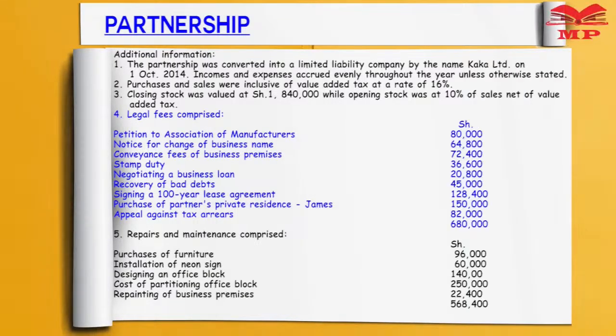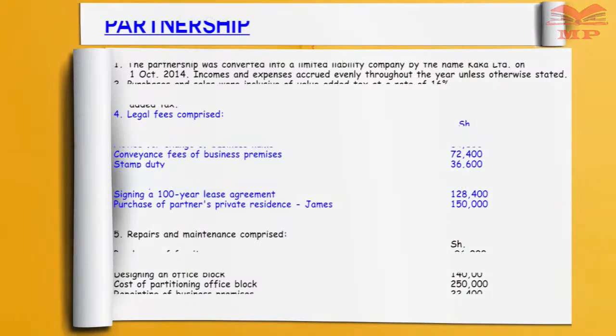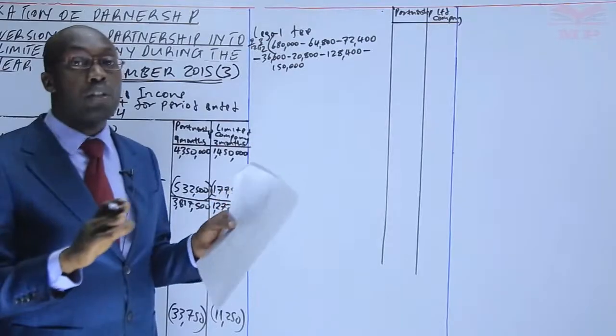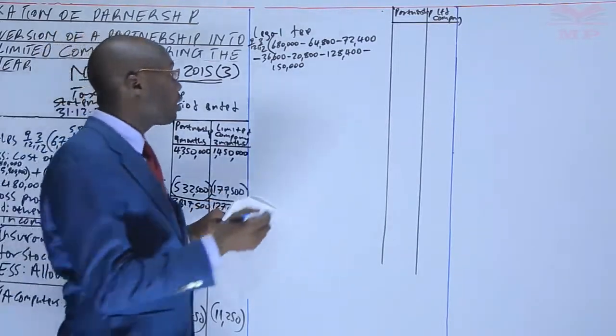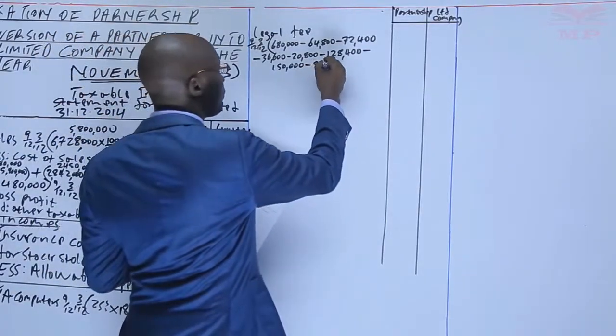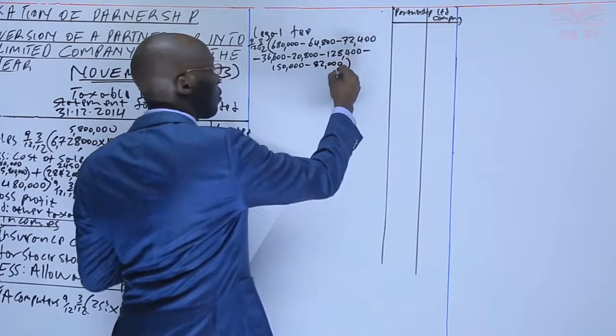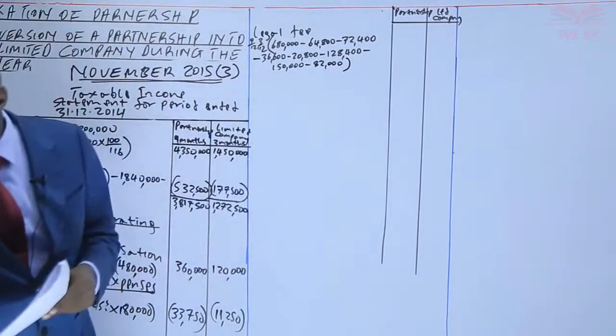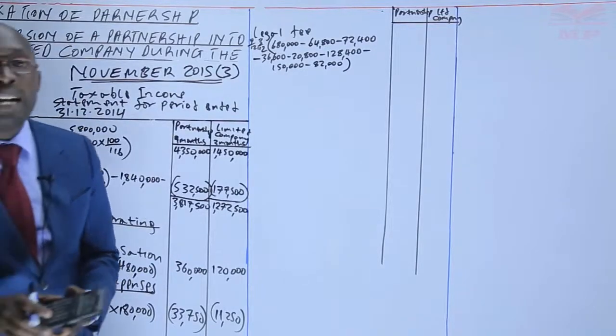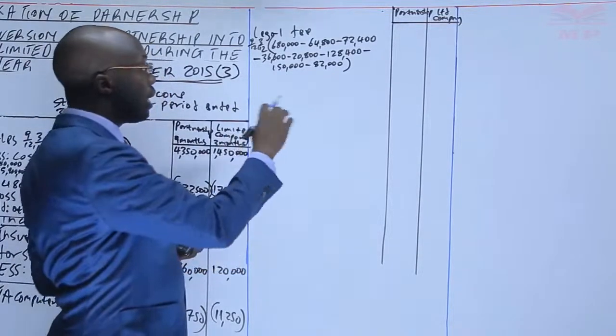The other one is appeal against tax arrears. We had said any expense relating to tax, we don't allow. So this one is not. So minus 82. Then we cross. So whatever remains there becomes the allowable legal costs, which now we apportion.